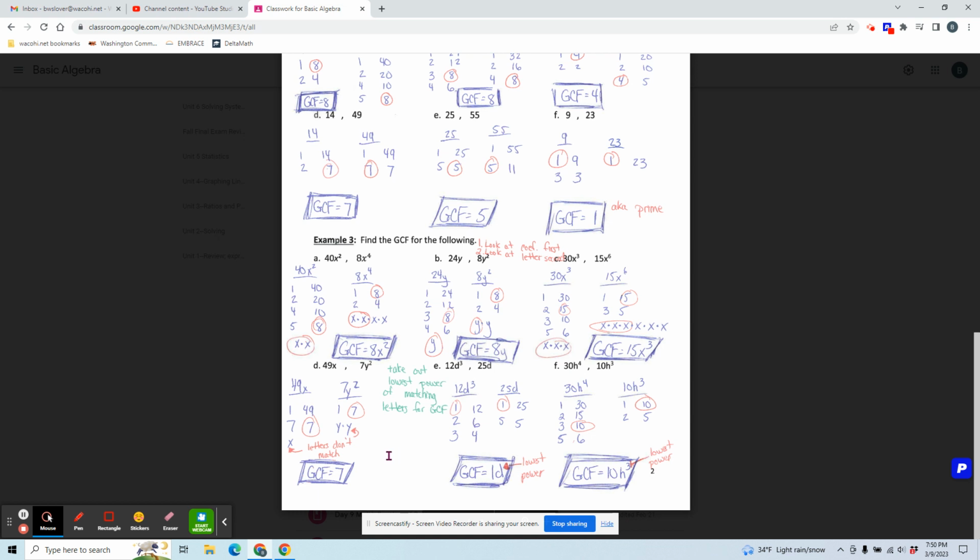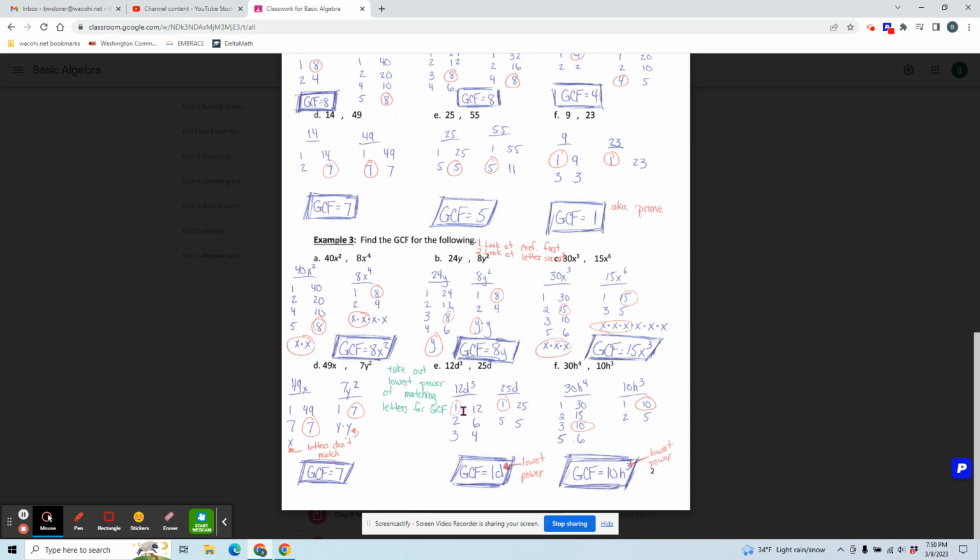Now for letter D, I look at 49 and 7, my coefficients. My greatest common factor is the 7 for the coefficients. Then I look at my letters. Right? These are not the same, right? X and Y are not the same. So I don't have a variable with my greatest common factor. I just have the number 7.